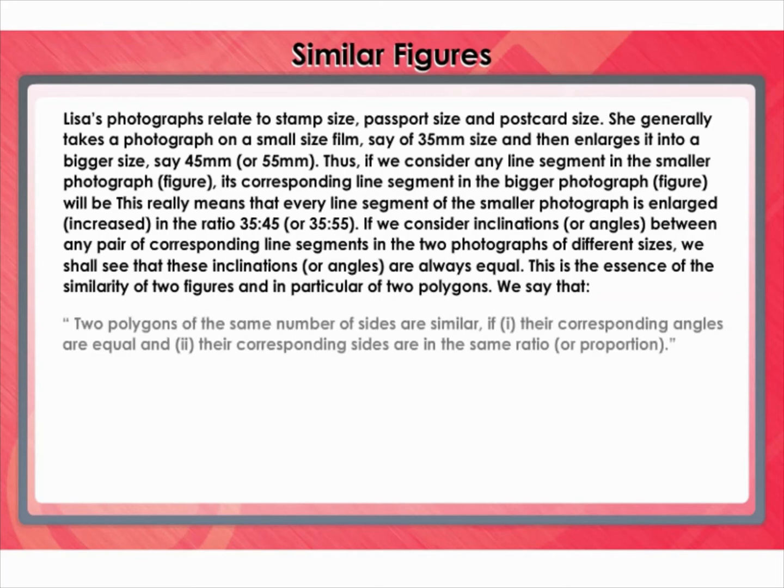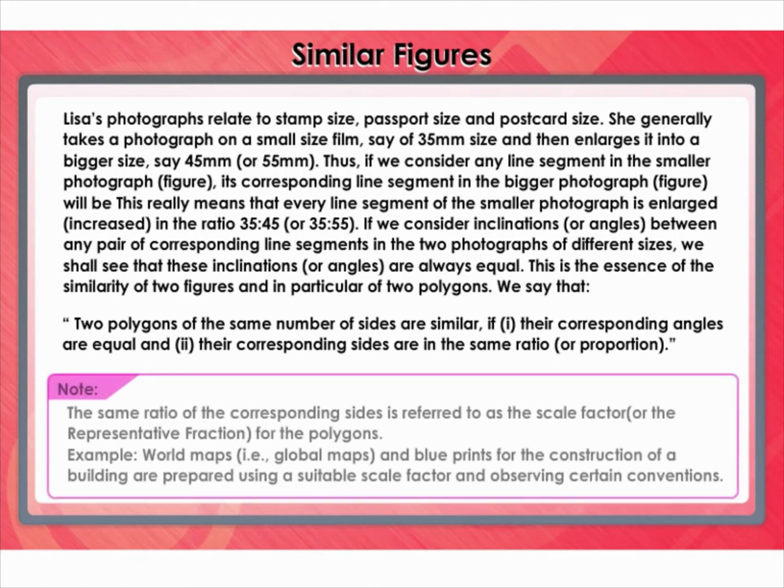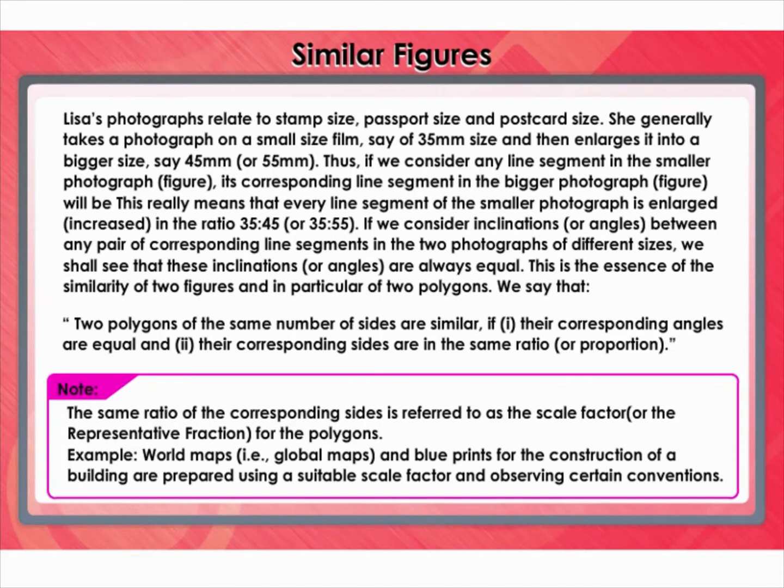We say that two polygons of the same number of sides are similar if 1. their corresponding angles are equal and 2. their corresponding sides are in the same ratio or proportion. Note, the same ratio of the corresponding sides is referred to as the scale factor or the representative fraction for the polygons. Example, world maps, that is global maps, and blueprints for the construction of a building are prepared using a suitable scale factor and observing certain conventions.